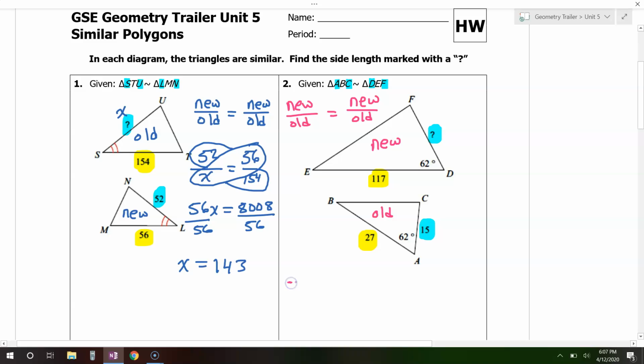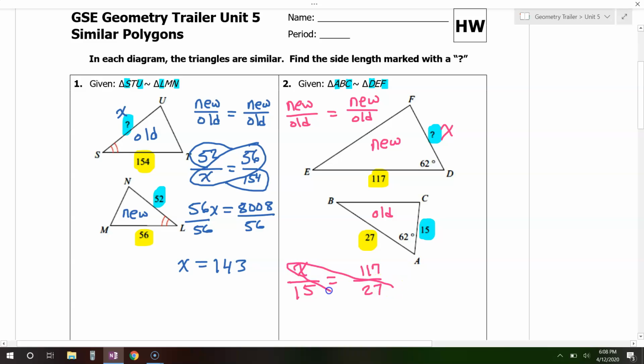So if I set up my proportion in the form new over old, so first let's do the blue new over old. And again, I'm going to call this x. So that would be x over 15. All right, new over old with the blue. Now we can do new over old with the yellow. So that would be 117 over 27. And then we cross multiply.